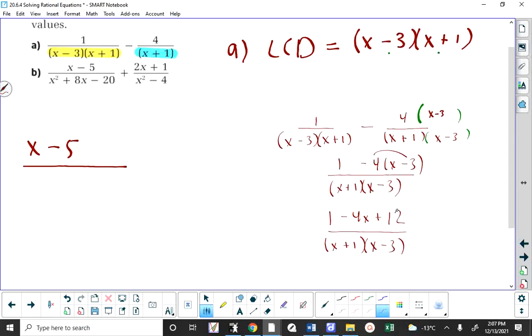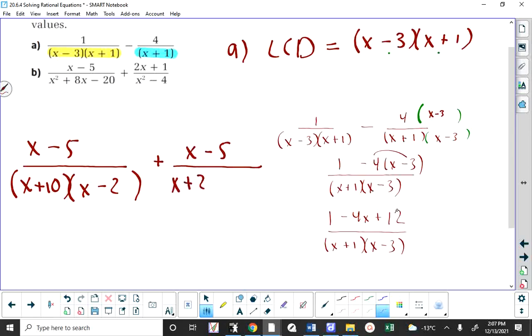That quadratic, x squared plus 8x minus 20, I need two numbers that multiply to give negative 20 and add to give positive 8. That would be 10 and negative 2. Over here, we have x plus 2, x minus 2. I guess I don't need this anymore.